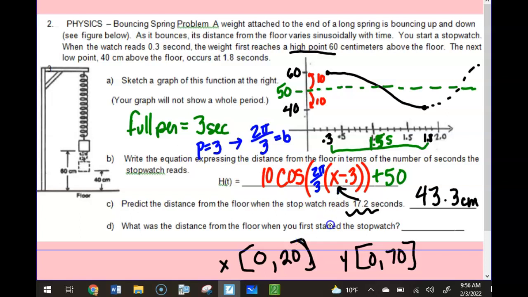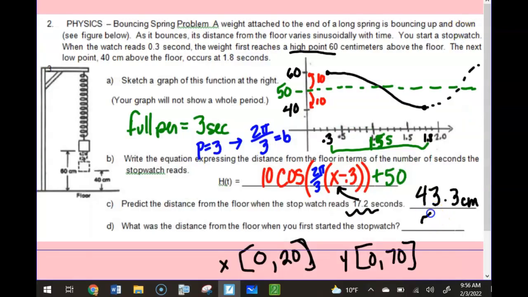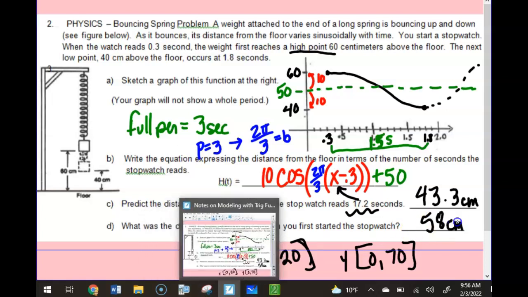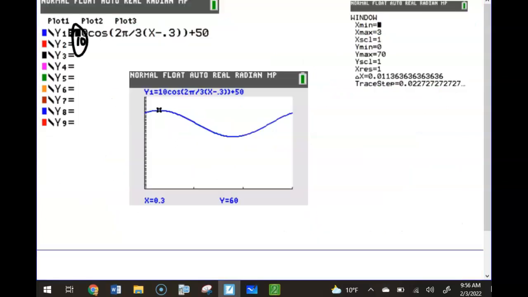All right, what is the distance when you started the stopwatch? So what are we trying to find there? 0, enter, I got 58. Does that sound right? Was it 0.1? Okay, sorry, 0.1. Anybody having trouble? All right, 2 to go.